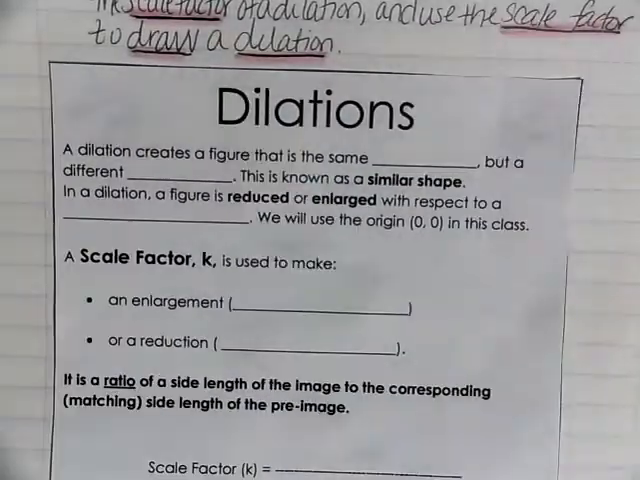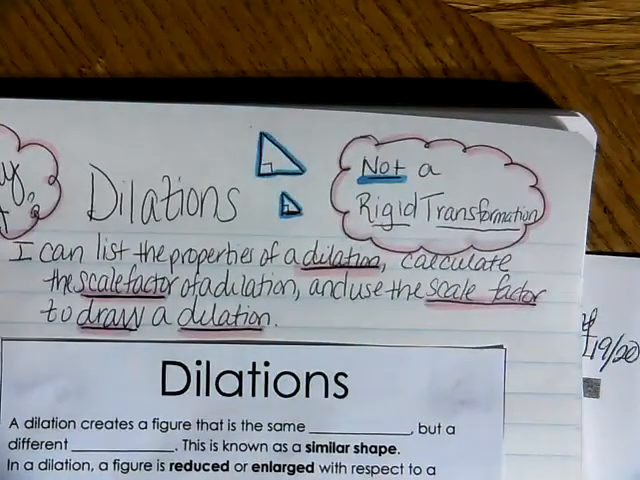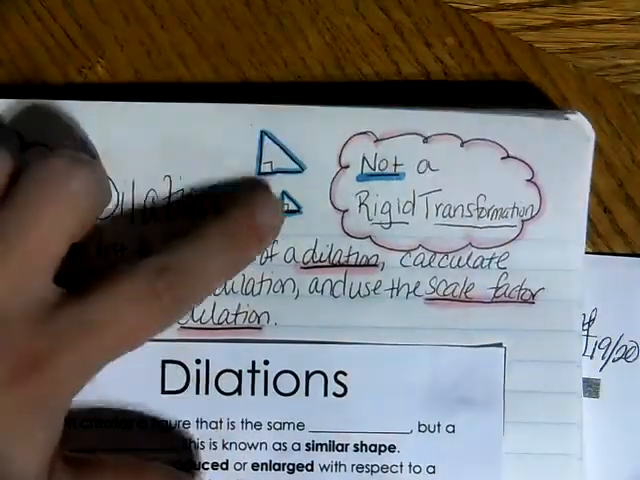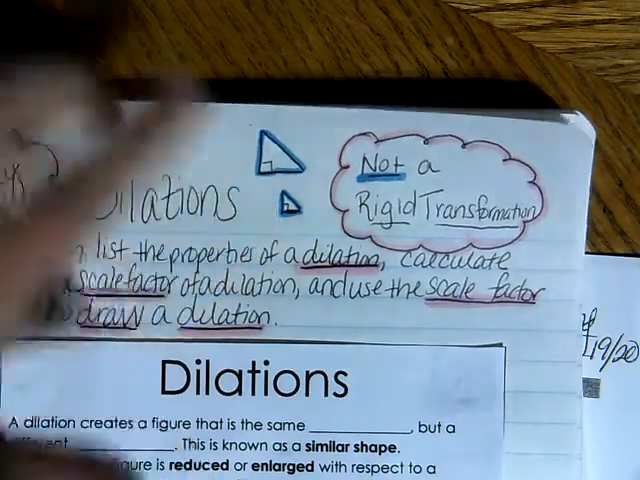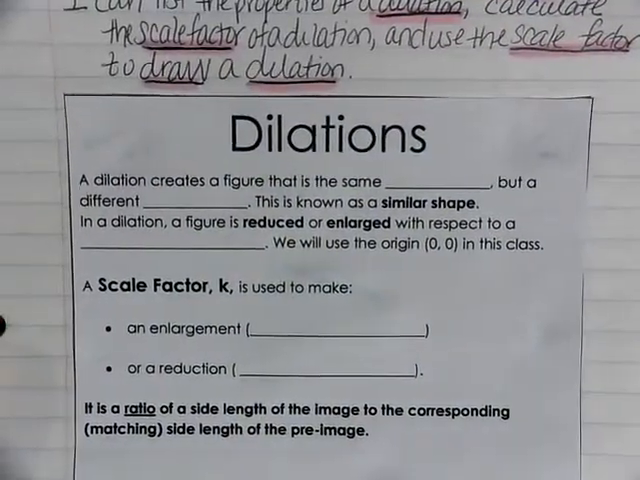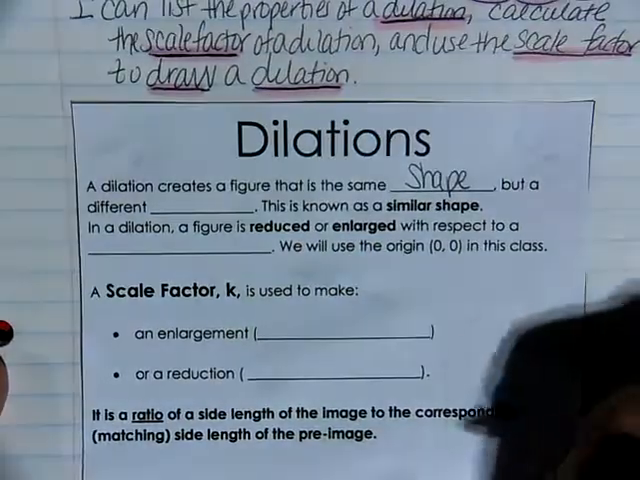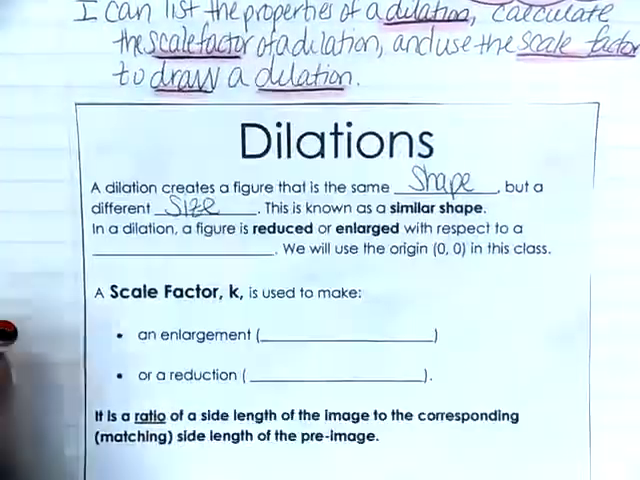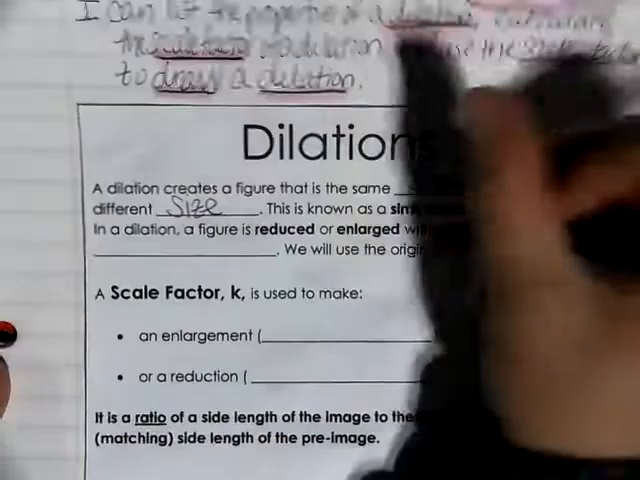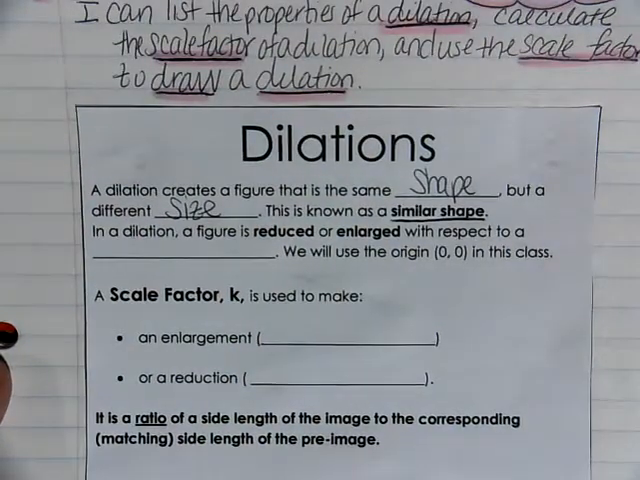A dilation. If we look at the picture that I have up here, notice that these two pictures are basically the same type of triangle, but one is bigger and the other is smaller. But they have essentially the same exact shape. So a dilation creates a figure that is the same shape, but a different size. This is known as a similar shape, and we will have an entire unit just dedicated to similar figures later on in the school year.